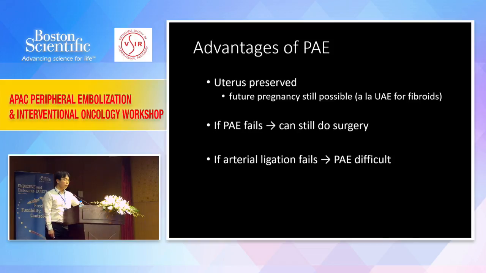Now, what are the advantages when it comes to embolization? First is that the uterus is preserved so that future pregnancy is possible, especially for patients who have not completed their family. And if that fails, the patient can still go ahead and do hysterectomy. But if arterial ligation fails, it's impossible to do embolization.